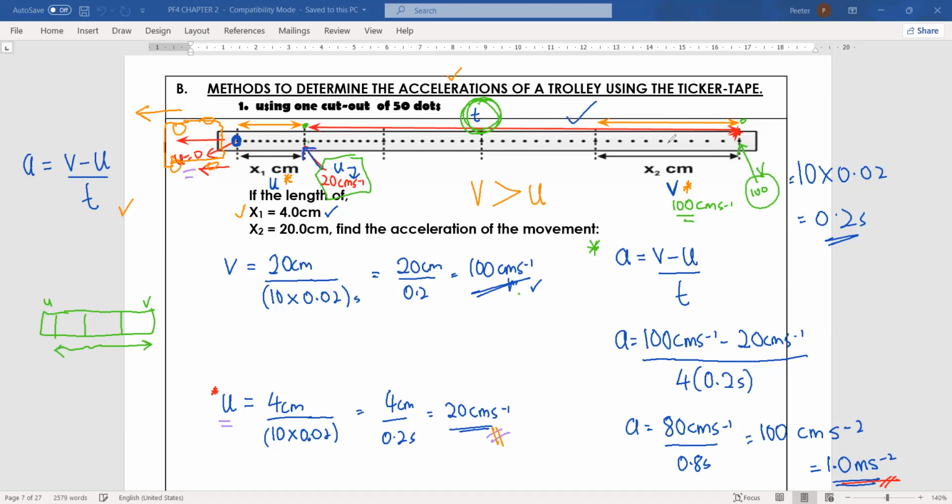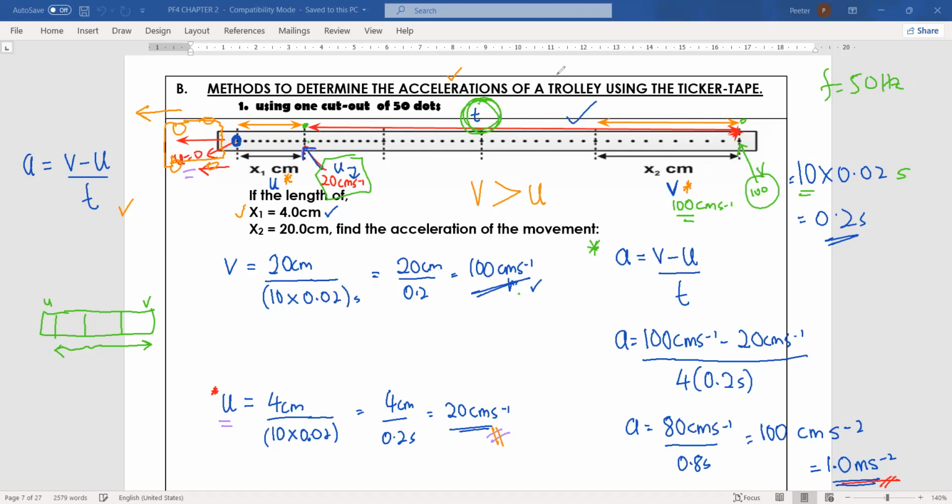1, 2, 3, 4. So 4 times, as we know just now, that each of these has 10 intervals or 10 dots, and since the frequency is 50 hertz, we know very well already that each 10 intervals is 0.2 seconds. So we have 4 sections, 1, 2, 3, 4. So 4 times 0.2, we get 0.8. So 100 minus 20, 80. 80 over 0.8, we get 100.